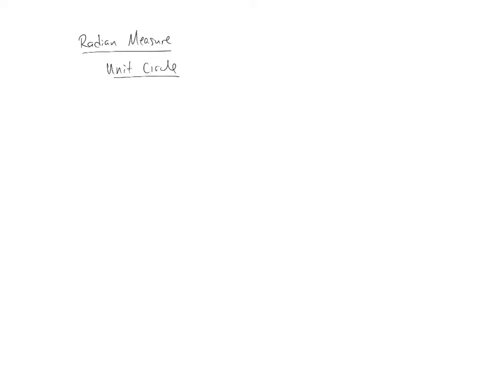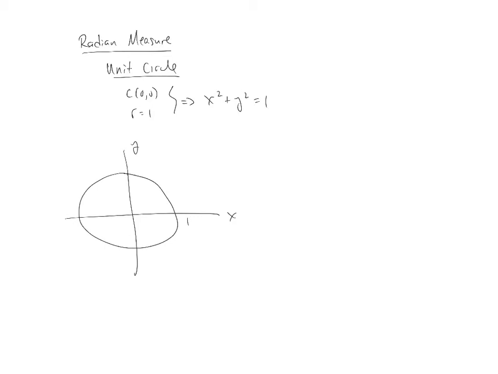A little while ago, I told you that even though we're studying trig, everything's going to come from the idea of a circle. So the unit circle is a circle centered at 0, 0 with a radius of 1. So the equation for this would be x squared plus y squared equals 1. So if I draw the unit circle, I'll have a picture that looks something like that.